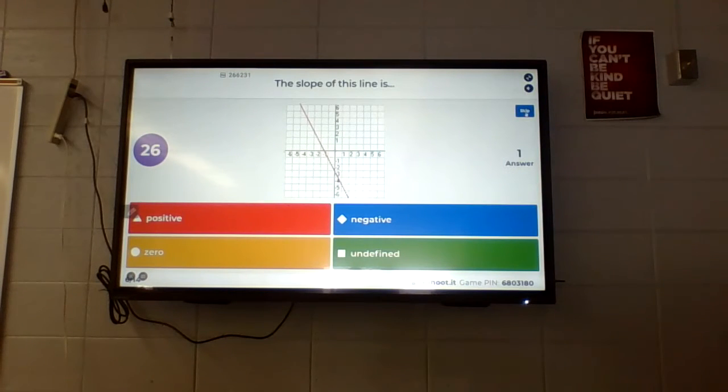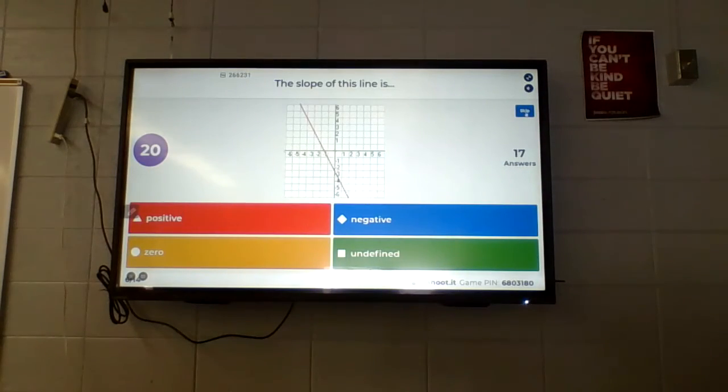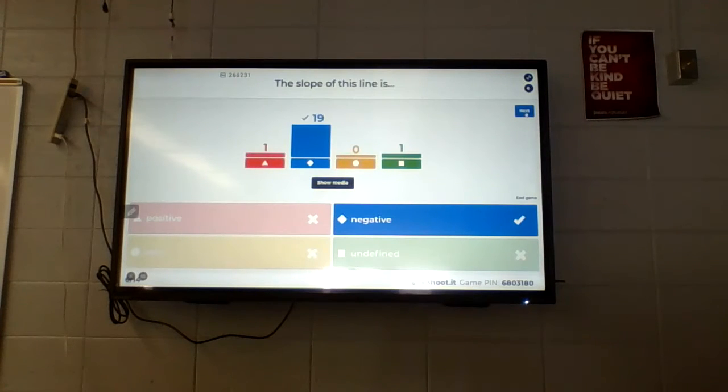We don't actually need to find the slope. It's just positive, negative, or 0 on the line. Yeah, one person. So, nice, negative slope, downhill.